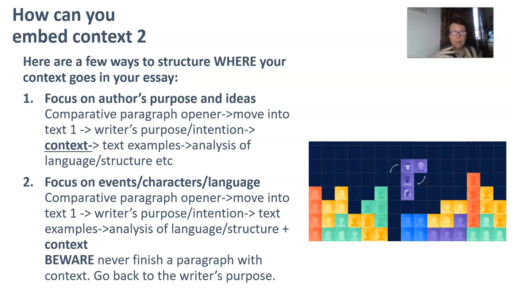All right, so there's a really big beware here. Don't ever finish a paragraph with a context point, because context is all about what the writer wants us to learn, whether something overarching or something from the detail. It's always about what the writer wants us to learn. So it's very important, if you are putting context towards the end of a paragraph, to always move back to the writer's purpose after you've included it.